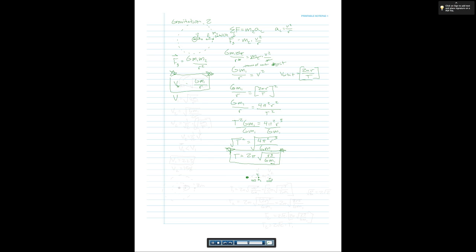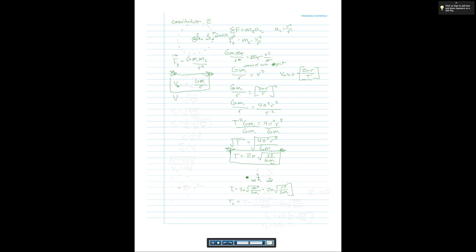Okay, so T1 would be 2 pi square root, R is now 100. So I've got 100 cubed over G M1. Okay. Now, realistically, I could just keep this as, I could just call it R for right now. I'll show you why I'll do that in just a second.